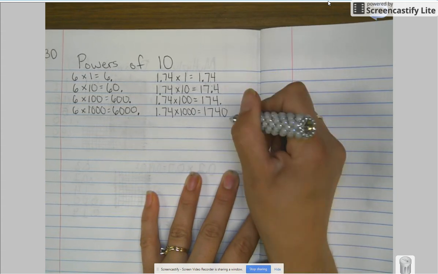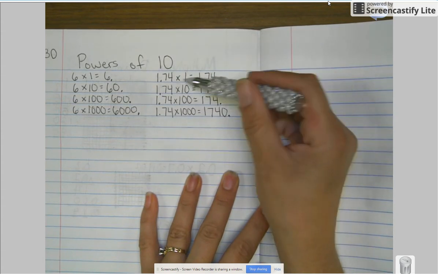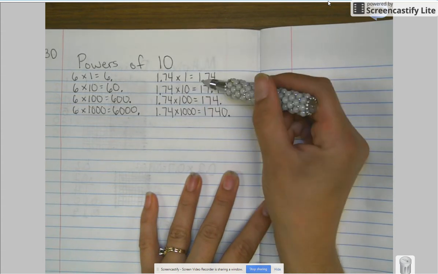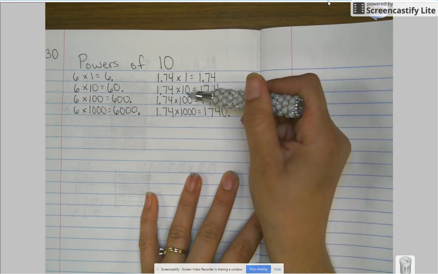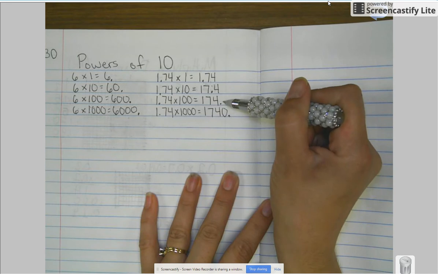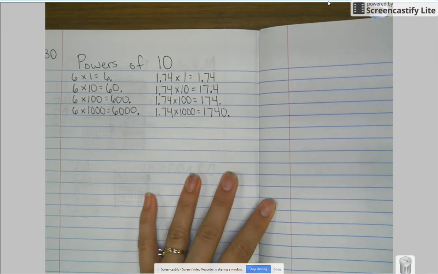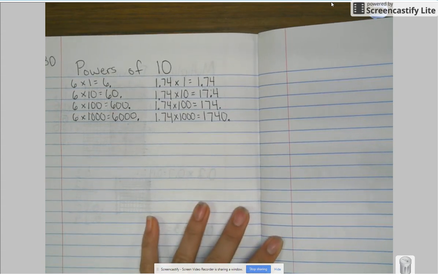Now, where's the decimal on this number? Right here. Where's the decimal on this one? Right here. So notice this moved none. This didn't move at all from here to here. Here, times by 10, it moved one place value. By 100, it moved 2 place values. Here, it moved 3 place values. So when you are multiplying by powers of 10, it moves the decimal up if it's a bigger one.